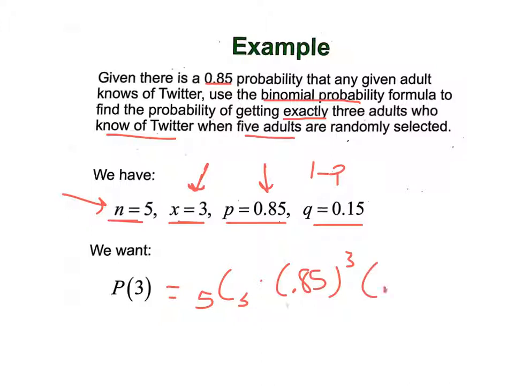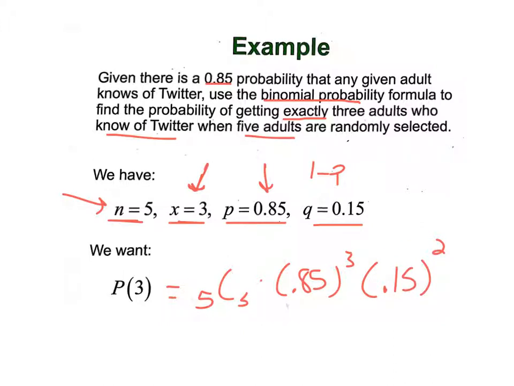Then you put 0.15, and the exponent on the 0.15 is n minus x, so 5 minus 3 is 2. The two exponents that I have here always add up to be your n. So if I put 3 here, I'm going to put 2 there. If I had to put 2 here, I'd have put 3 there. 4, 1. They have to add up to be the 5.